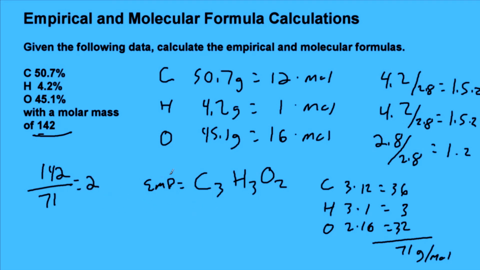So now we multiply this 2 by all these atoms here. So it's C6H6O4. This is going to be our molecular compound. The trick here is just getting these into moles that are whole numbers and the lowest whole number ratio of them. That'll give you your empirical formula. And then you take the molar mass of that and compare it to the molar mass that's given in your problem to get a factor that you can multiply the numbers in your empirical formula to get a molecular formula.